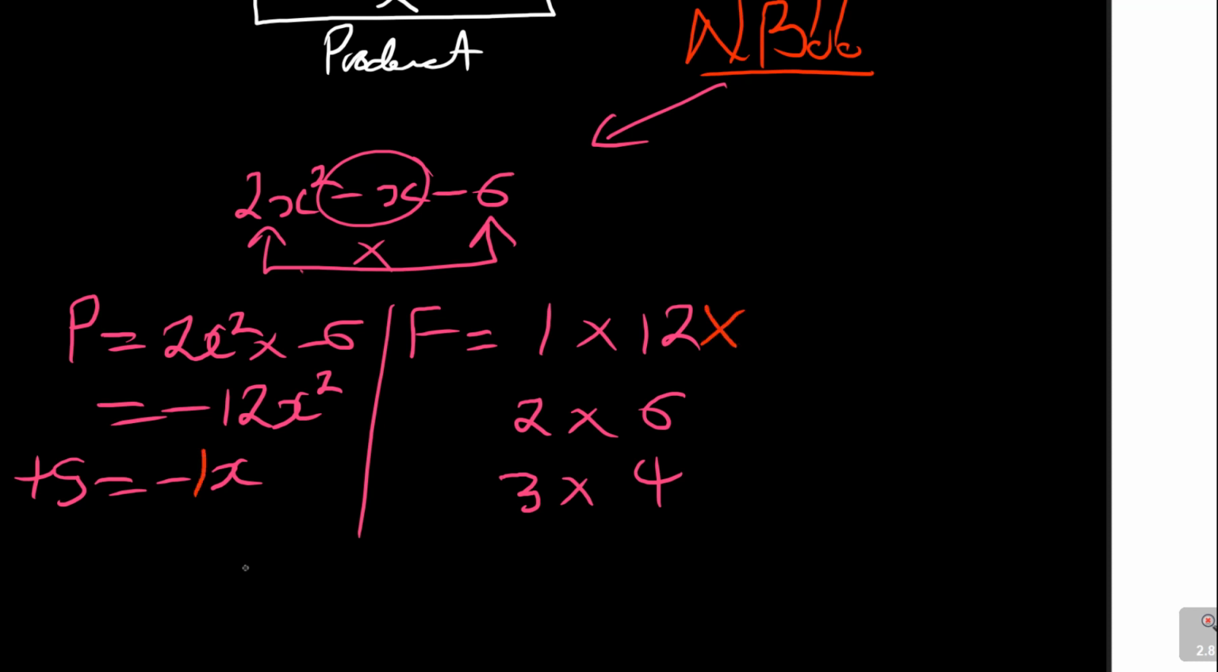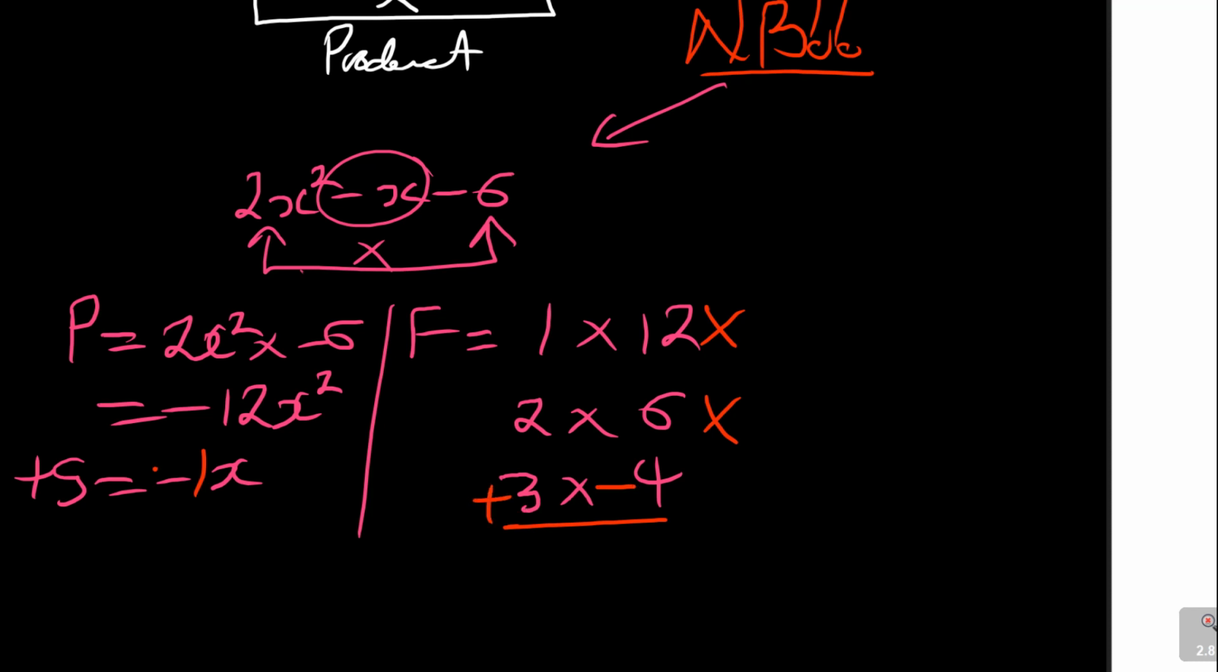Remember, minus x means minus 1x. I cannot get 1 in 1 plus 12. 2 and 4 is too far apart. 2 and 6, even if I subtract 6 minus 2, but this is the one. I want a negative, meaning the bigger number must be negative, the smaller number must be positive.